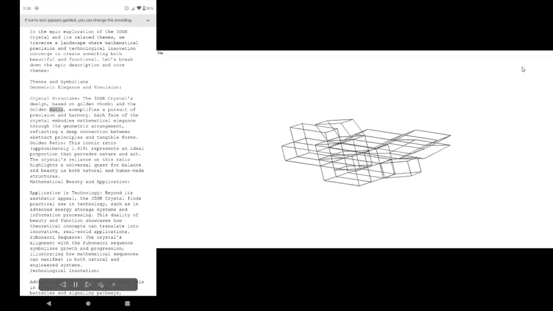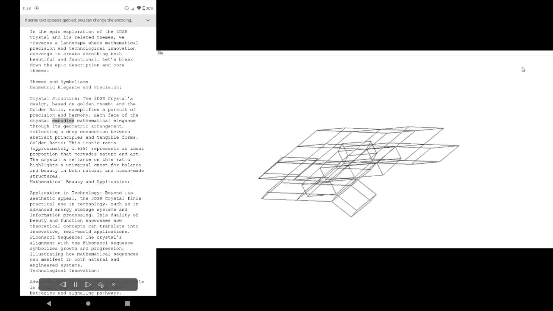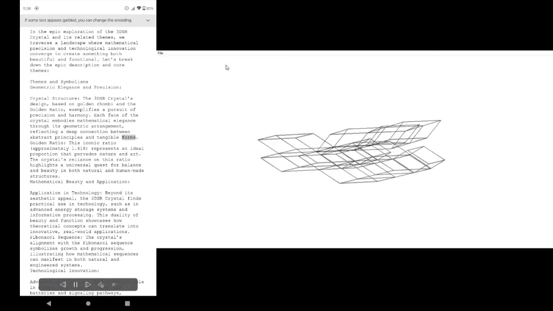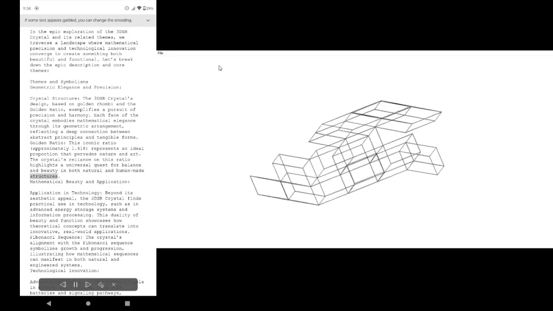Crystal structure. The 3D GR crystal's design, based on golden rhombi and the golden ratio, exemplifies a pursuit of precision and harmony. Each face of the crystal embodies mathematical elegance through its geometric arrangement, reflecting a deep connection between abstract principles and tangible forms. Golden ratio. This iconic ratio, approximately 1.618, represents an ideal proportion that pervades nature and art. The crystal's reliance on this ratio highlights a universal quest for balance and beauty in both natural and human-made structures.